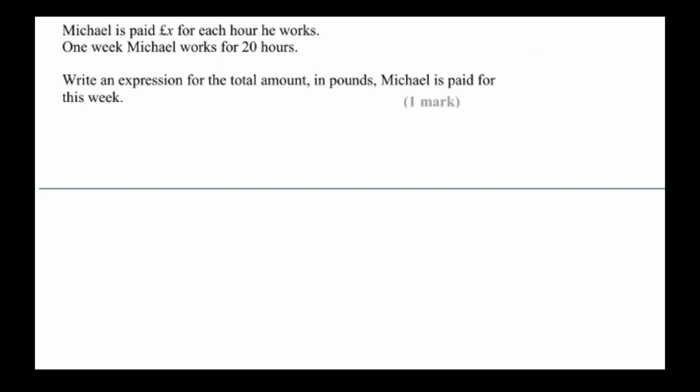Next question. So we've got Michael is paid £10 for each hour that he works. One week Michael works for 20 hours. Write an expression for the total amount in pounds Michael is paid for this week. Okay, so he's working for 20 hours. Let's say that each hour he earns £3 per hour. If he earns £3 per hour for 1 hour, then what we're saying is there's 3 that will appear 20 times. Okay, £3 is going to be applied 20 times.